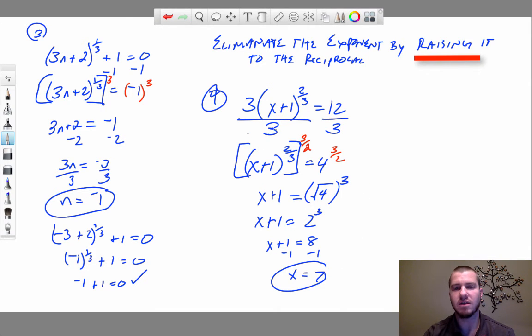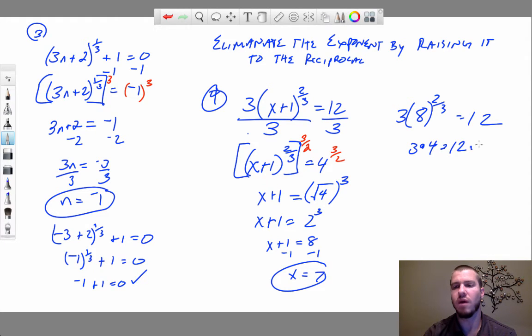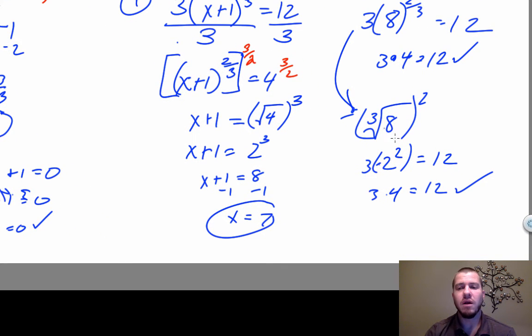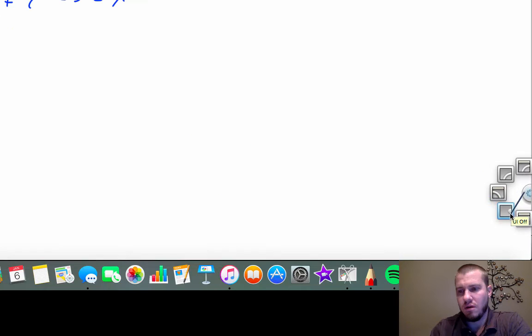I can check my answers, plug it back in. 7 plus 1 is 8. The cube root of 8 is 2. Squared becomes 4. And 3 times 4 is 12, and that works. I showed a little bit more work here. If you didn't understand how I got this 8 raised to the 2/3, change it to radical form.